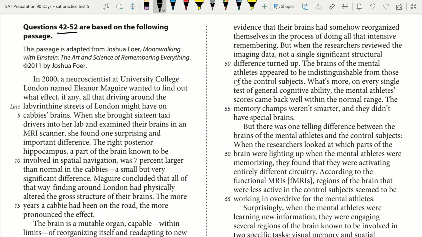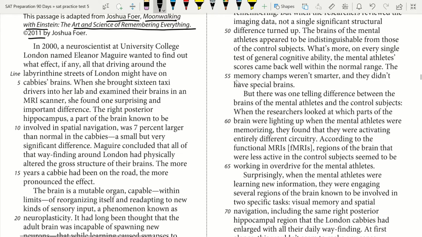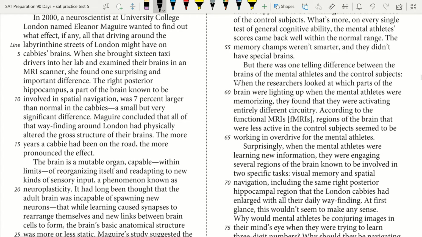How I approach the SAT reading passages is I start by simply doing an initial read through of the passages. I see that this passage is adapted from Joshua Foer, and it's titled Moonwalking with Einstein: The Art and Science of Remembering Everything, copyright 2011. So I'm just going to go ahead and do my initial read through. As I read through, I'm going to underline certain things, and I'll go through why I underline them at the end, but for now I'm just going to start with my initial read through. So pay attention to what I underline, and then at the end I'll tell you why I underline certain things.